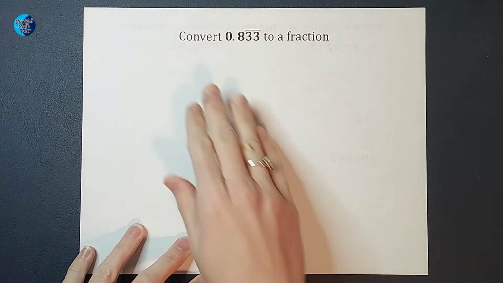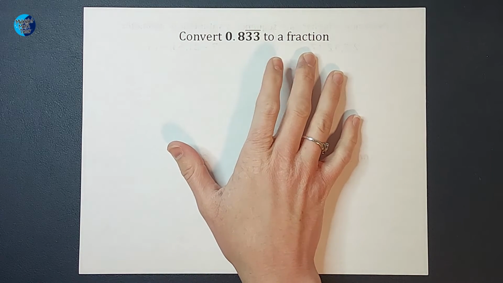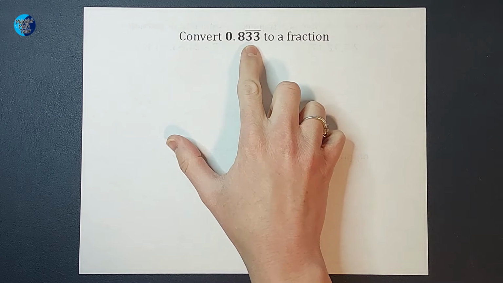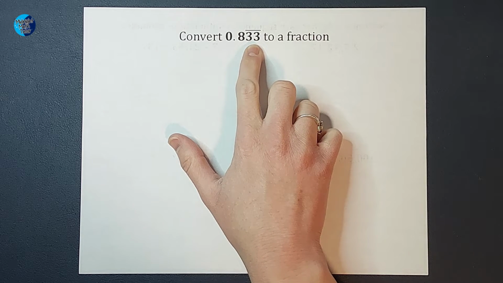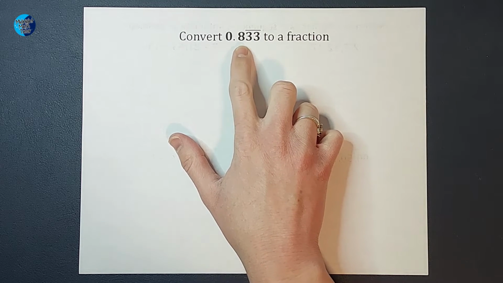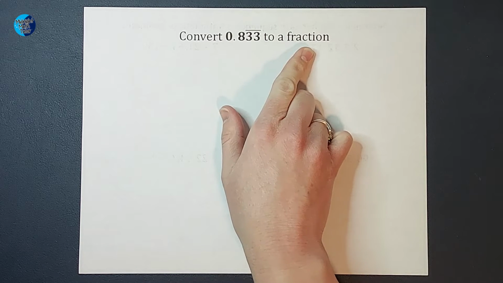Hey guys, we are going to convert this decimal to a fraction. Now, the thing that's kind of different about it is we have some numbers that repeat forever here. 0.833, the threes keep repeating.